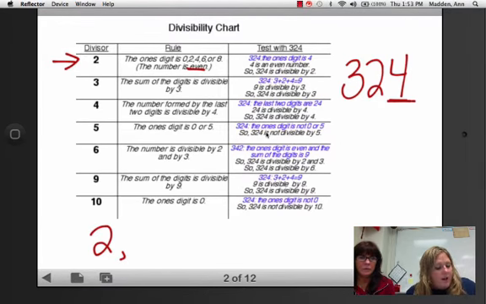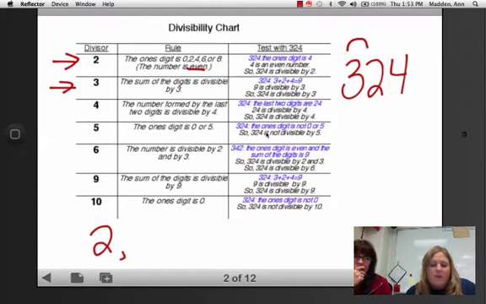Let's take a look at 3 now. It says the sum of the digits is divisible by 3. Sum means to add. So I'm going to add these digits together. 3 plus 2 is 5. 5 plus 4 is 9. Can I divide 9 by 3? I can. Therefore, 3 would also be a factor.